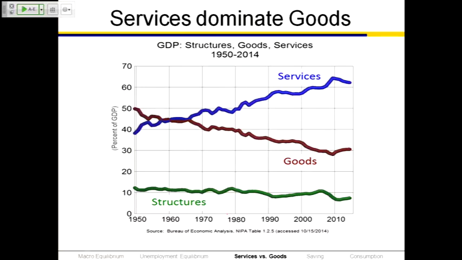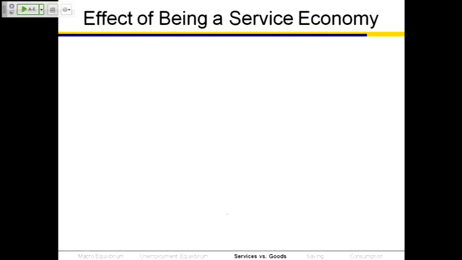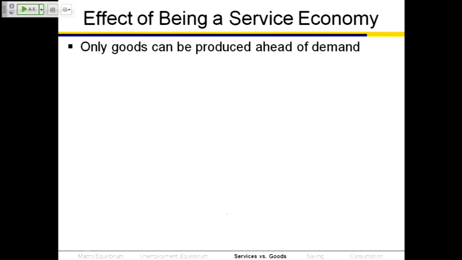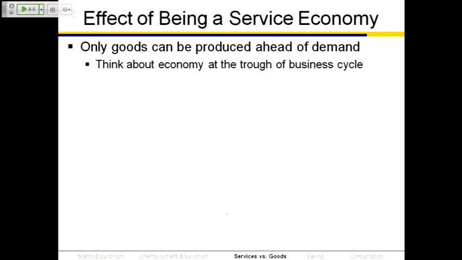So what that means is, and this is the reader article I think for today or next time, I forget when it is, work that I'm doing with the co-author Aaron Pacitti looks at the effect of being a service economy. The argument that we make is that because only goods can be produced ahead of demand, if we think about an economy that's at the trough, at the worst point of the business cycle, so things have been really awful and things are starting to turn around.